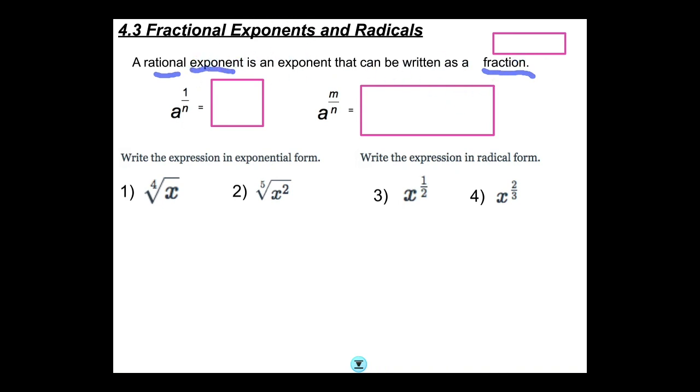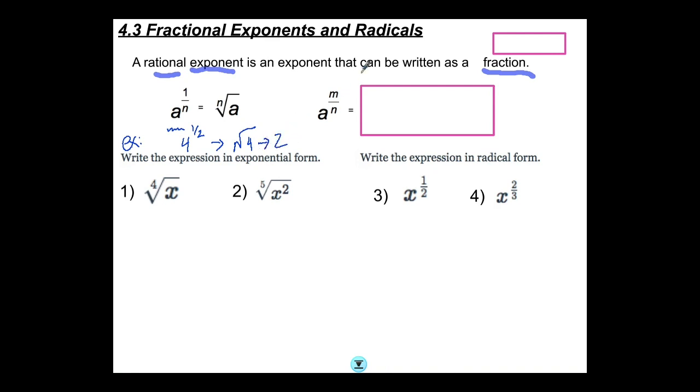So the first thing I want to look at right here is a, so any base to the power of 1 over n. So we've seen something like that before. That is just going to be called the nth root of a. So an example that you've seen before is like 4 to the 1/2 power. That is the square root of 4, which is 2.